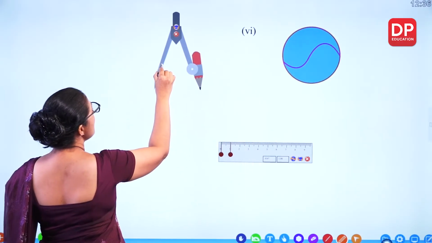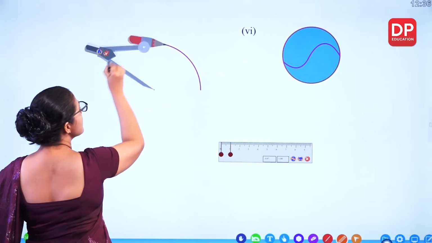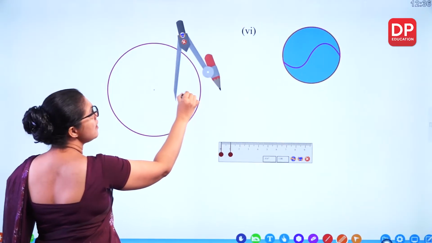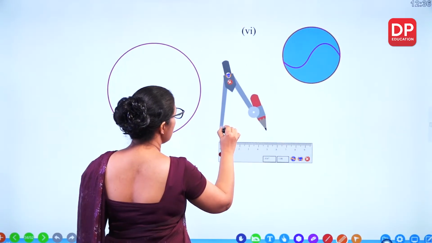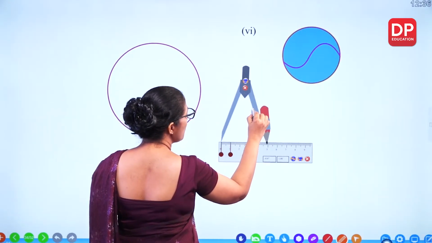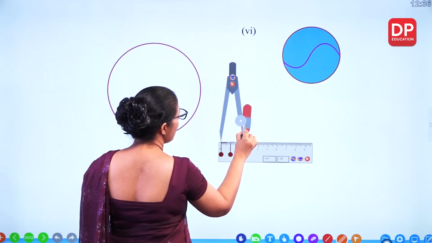It's easy when you measure it and do, because this is half of that. So you draw a circle and now you have to draw the half of that. So here 5, we took 5. Now half of that is 2.5. Now take 2.5 here.